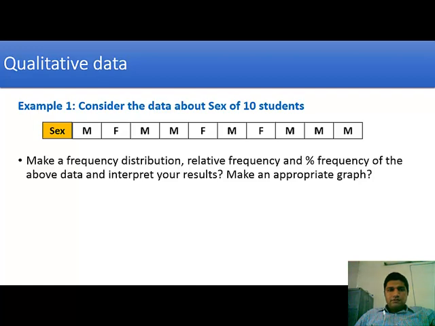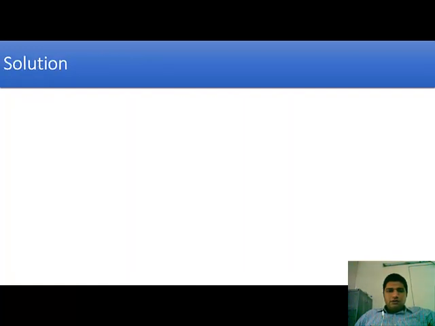Well, starting from a simple example of data of 10 students about the sex. This is simple, male or female. We have asked a simple question to the students, whether you are male or female, and classify them into two categories. This is qualitative data for you. And we'll see today what are the suitable tables and what are the suitable graphs for this kind of data.